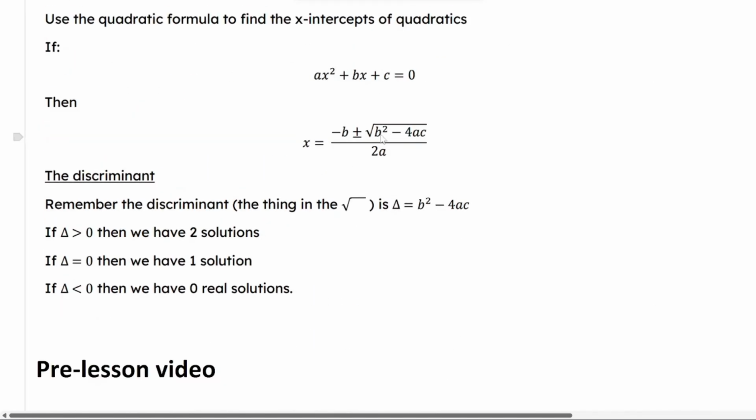So that thing inside the square root is called the discriminant, and we usually label it with a triangle there. And then there's this handy dandy chart to remember. Positive, you get 2. If it's 0, you get 1. And if it's negative, you get none.